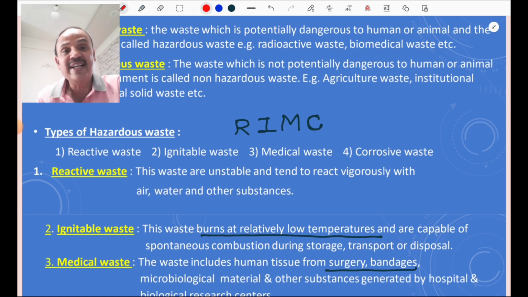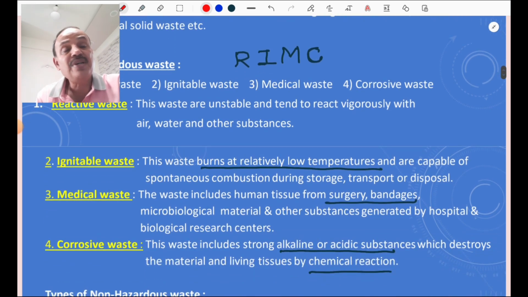Reactive, name itself indicates it is unstable and tends to react vigorously with air, water and other substances. Then ignitable waste. This waste burns at relatively low temperature and is capable of spontaneous combustion during storage, transport and disposal. Nowadays there are news that solid waste depot gets ignited or gets burned due to this ignitable waste. So one must know the temperature at that solid waste station as well as the type of substances also which causes that solid waste to burn.